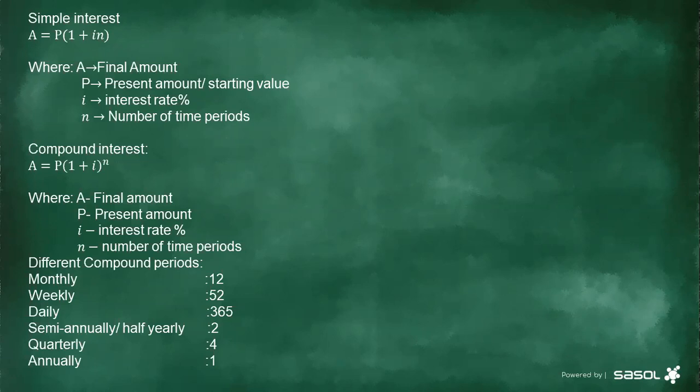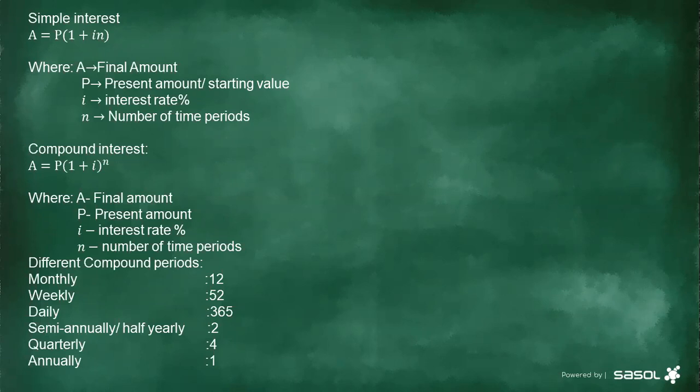And then we also have compound interest, which is A equals P into 1 plus i to the power of n, where A is the final amount, P is the present amount, and i, of course, is the interest rate. Remember, every time you are dealing with i, you first divide by 100 before you substitute into the formula. Then n is still the number of time periods.